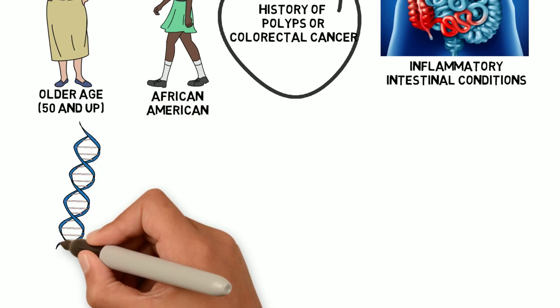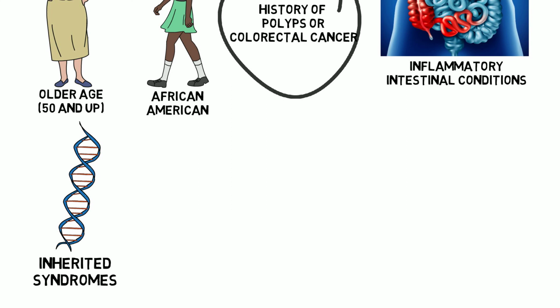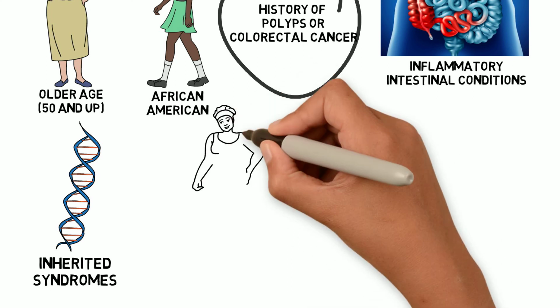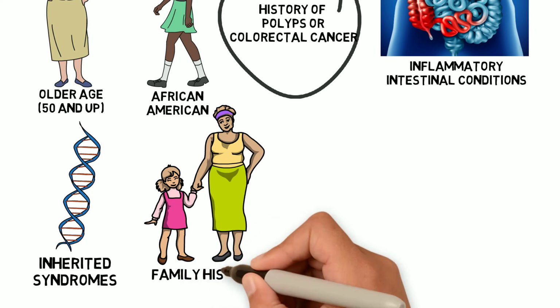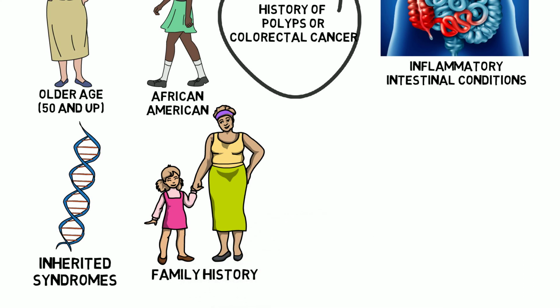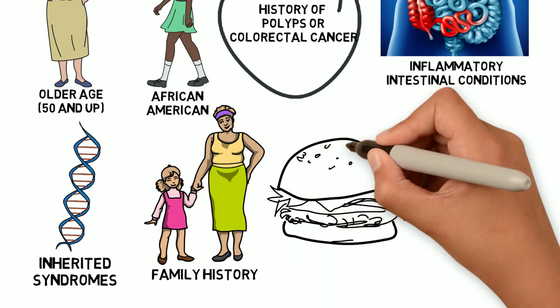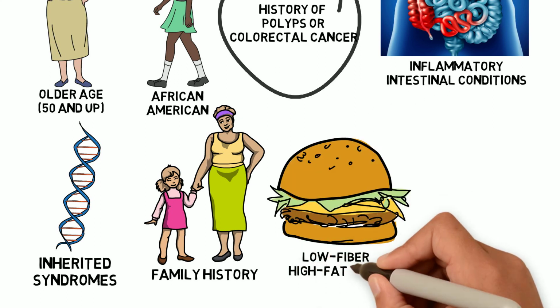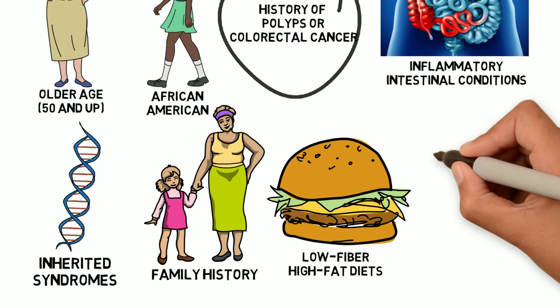Inflammatory intestinal conditions like Crohn's disease or ulcerative colitis increase the risk of colon cancer. Inherited syndromes. You have an increased risk of colon cancer if you have gene mutations that are passed through generations of your family that link to inherited genes. Family history of colon cancer puts you at a greater risk if a blood relative has had colon or rectal cancer. Low fiber, high fat diets. Research shows mixed results for this, but some studies have found increased risk of colon cancer in people who eat diets high in red meat and processed meat.